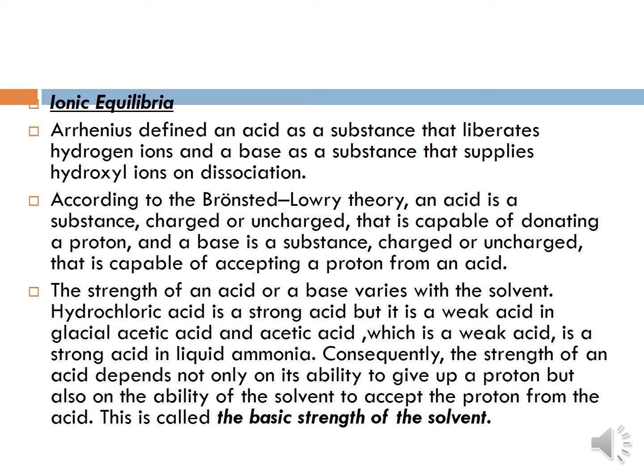Bronsted discussed the theory of an acid or a base as a compound or material or matter consisting of either a proton, and in this case said to be an acid, or hydroxyl, and in this case said to be a base. According to the Bronsted theory, an acid is a substance, charged or uncharged, that is capable of donating a proton.